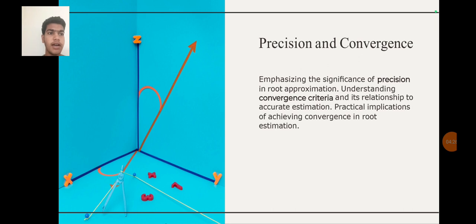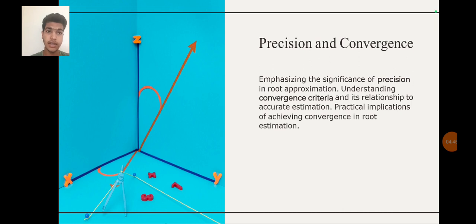So, precision and convergence: emphasizing the significance of precision in root approximation, understanding the convergence criteria and its relationship to accurate estimation, and the practical implications of achieving convergence in root estimation.